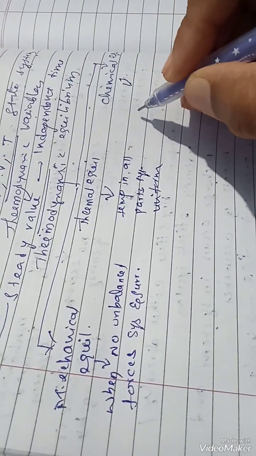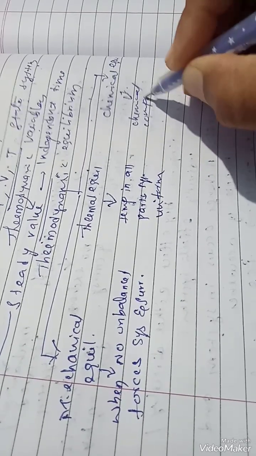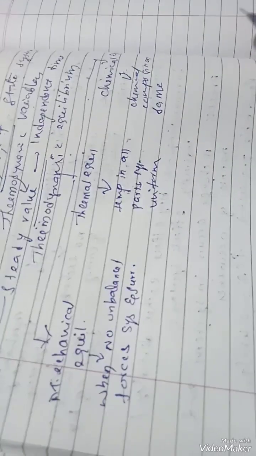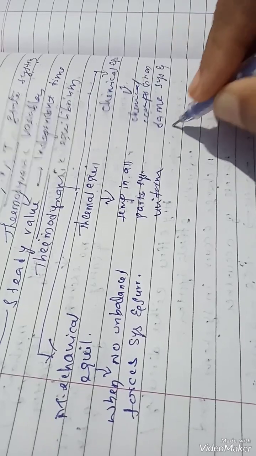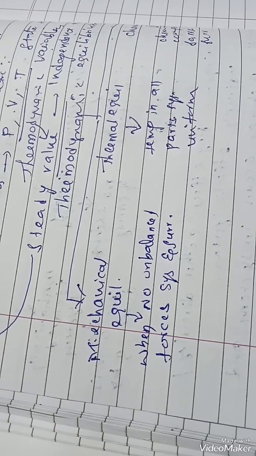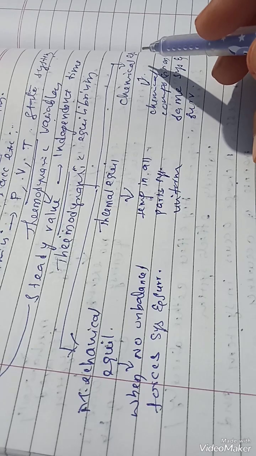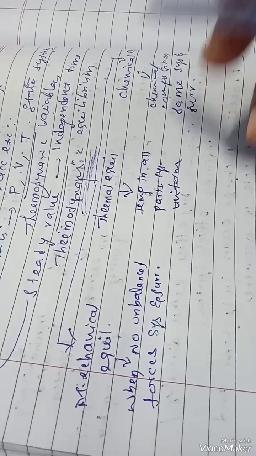Chemical equilibrium: if the chemical composition is the same throughout the system and surroundings, then we say that the system and surroundings are in chemical equilibrium. When these three equilibriums are reached, then we say that the system is in thermodynamic equilibrium, right?